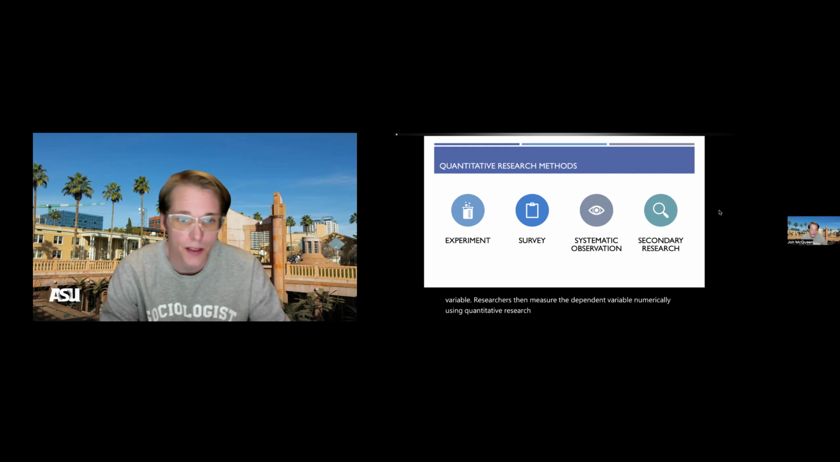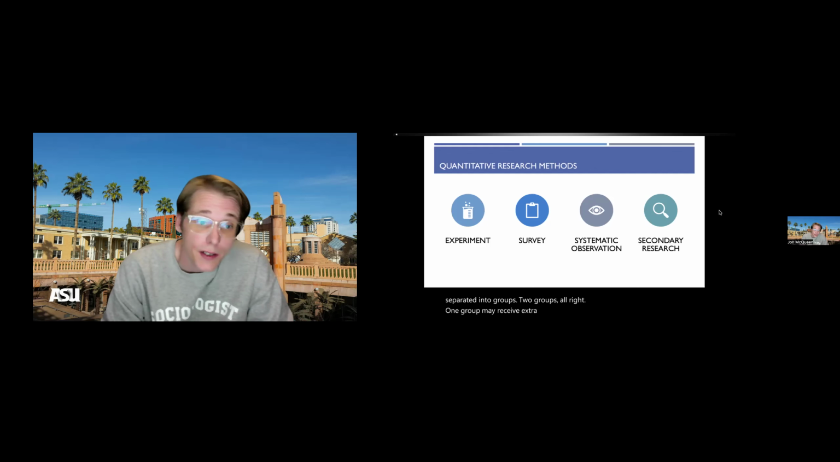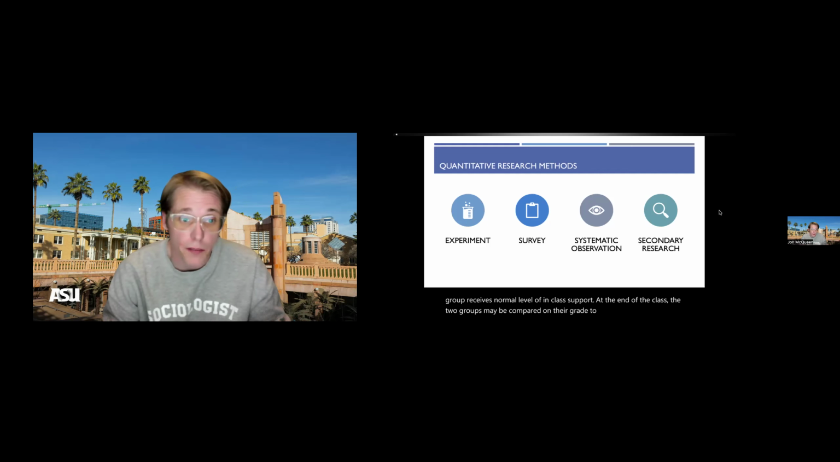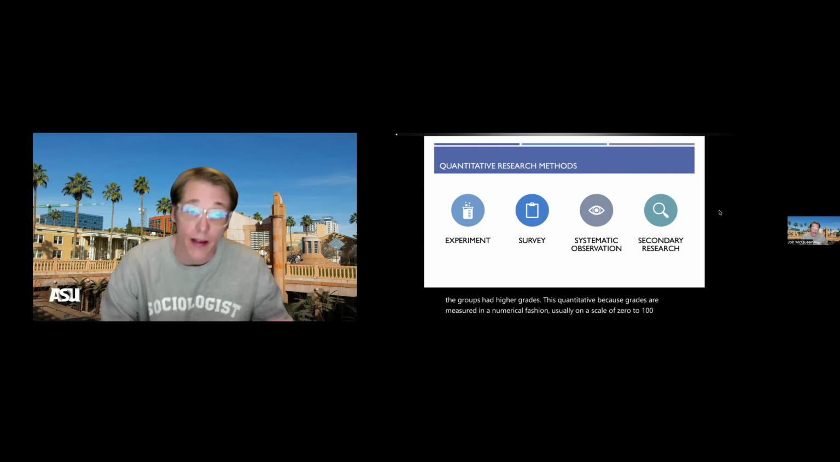For example, students in a class may be separated into two groups. One group may receive extra tutoring and study support while the other group receives the normal level of in-class support. At the end of the class, the two groups may be compared on their grades to see if the group with extra support had higher grades. This is quantitative because grades are measured in a numerical fashion, usually on a scale of 0 to 100%. I can give you an example of this.